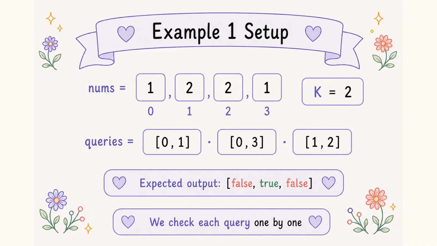Example 1 setup. Nums is 1, 2, 2, 1. K equals 2. Queries are 0 to 1, 0 to 3, and 1 to 2. The expected output is false, true, false. We will check each query carefully.